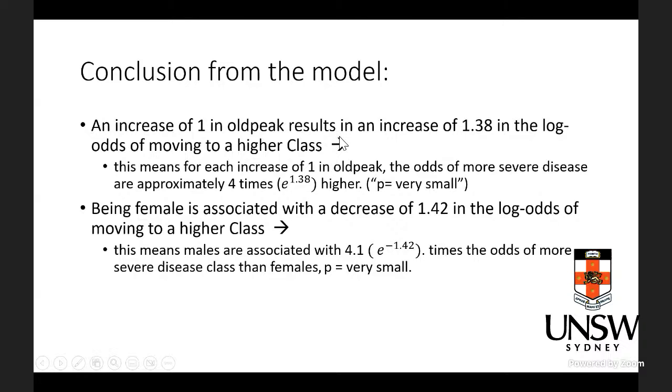So we're quite confident in that result. And also being female is associated with a decrease of 1.42 in the log odds of moving to a higher class. And this means that males are associated with 4.1 times the odds of a more severe disease class than females. So I took that off the log odds scale just by raising E to the power of the coefficient.